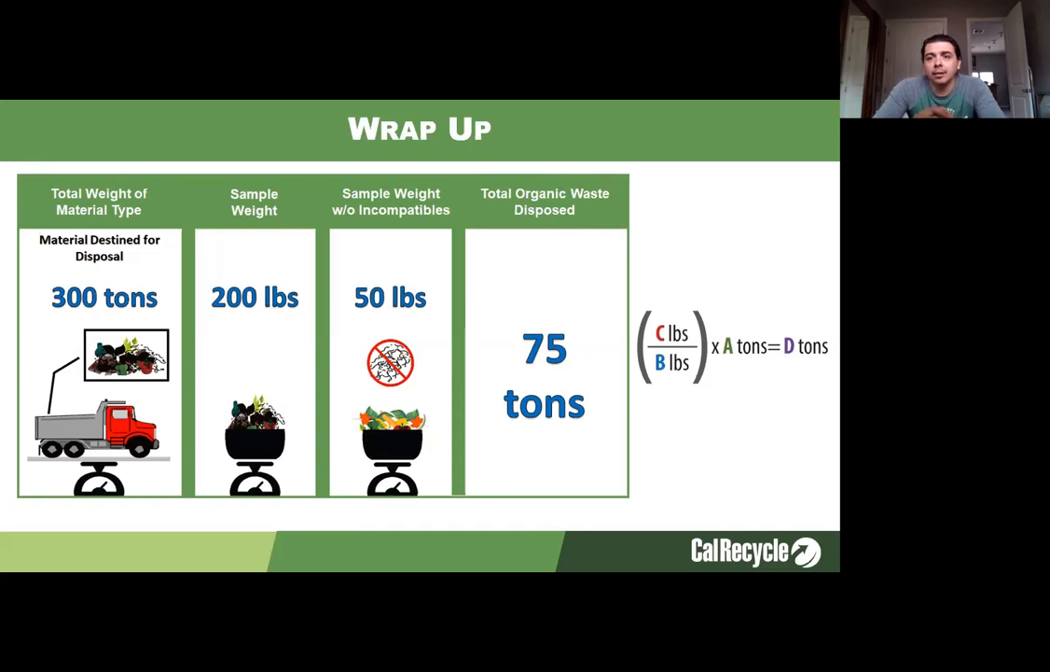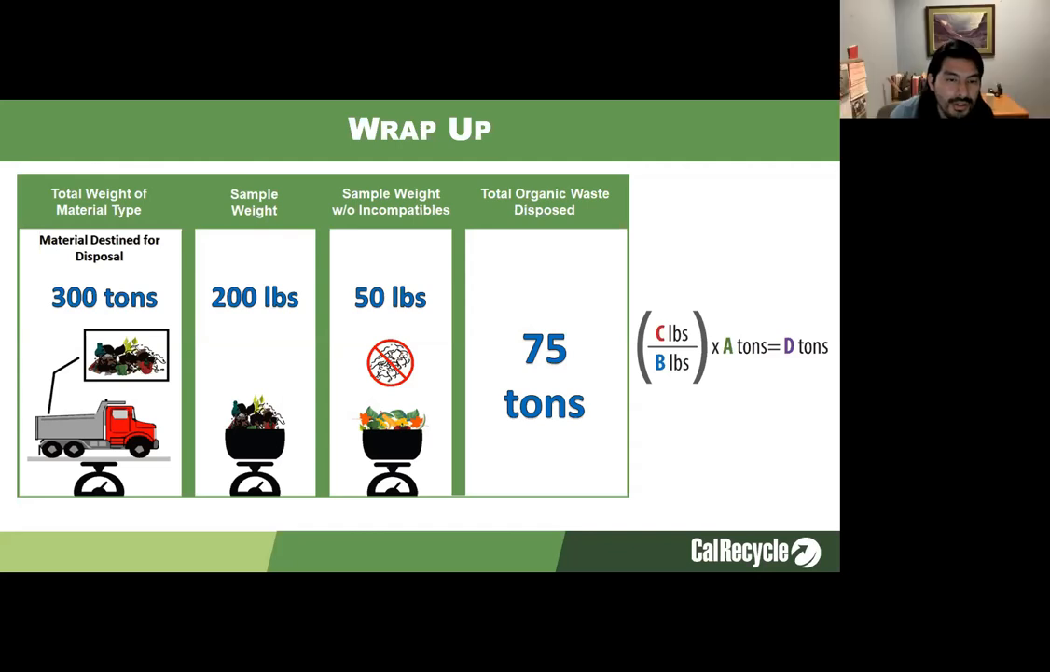And then in this question, since we're calculating recovery, we also need to calculate what's being sent for disposal. So in this case, you have your 50 pounds sample weight without incompatibles. You divide it by the total sample weight of 200, multiply it by the 300 tons of material destined for disposal. And we have a total of 75 tons of organic waste in that material being sent for disposal.